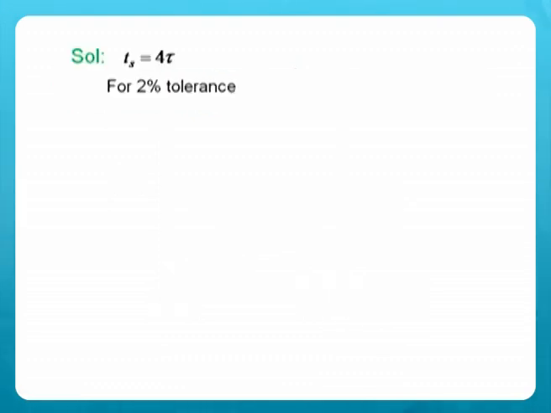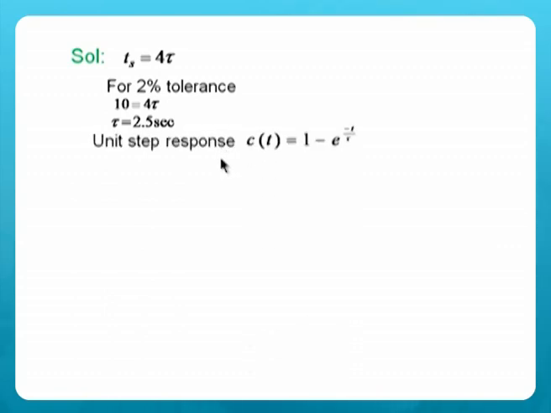As the settling time was already defined, for 2% tolerance it is equal to 4 times the time constant. It is given in the problem that the settling time is 10 seconds. From this you can get the time constant as 2.5 seconds, and the unit step response C of t is given by 1 minus e power minus t by tau, where tau is the time constant, calculated from the settling time, and it is 2.5 seconds.